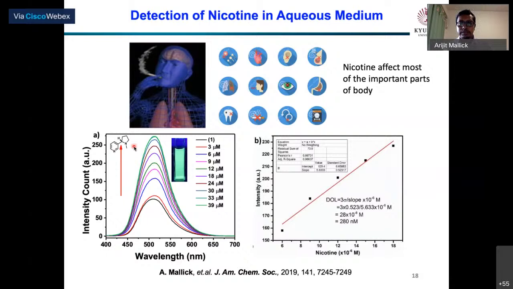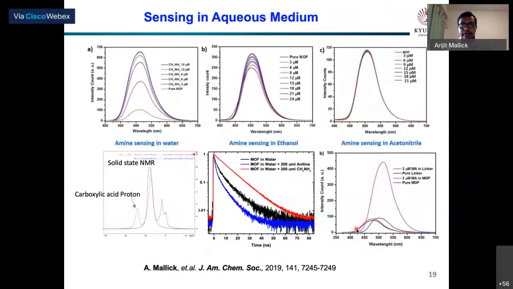luminescent enhancing method. Nicotine is one of the carcinogenic materials present in tobacco, and it affects different parts of our bodies, from the lung to the heart and everywhere. So it is very important to detect this small molecule via the fluorescence enhancement method. And we can see that the detection limit is around 280 nanomolar concentration.